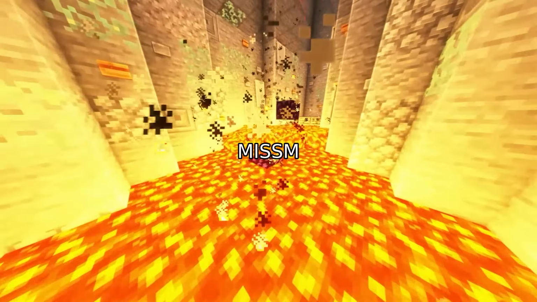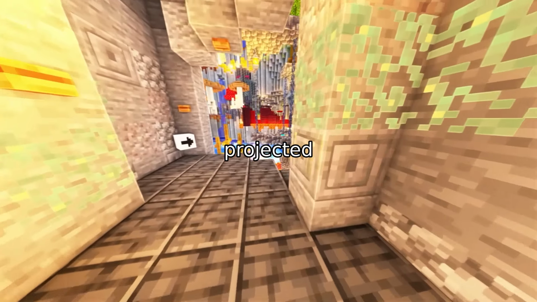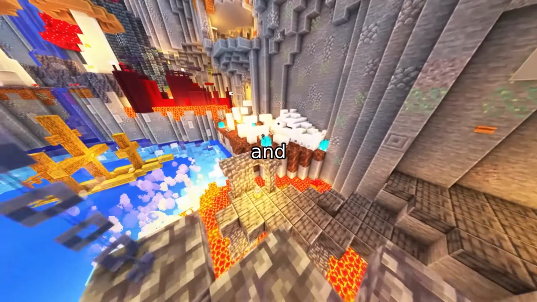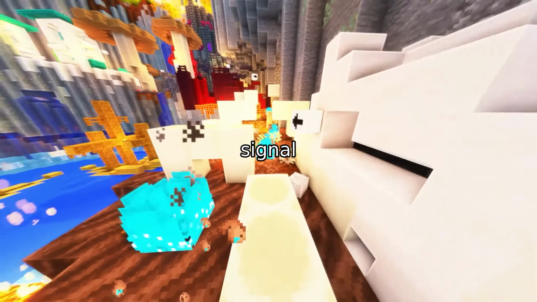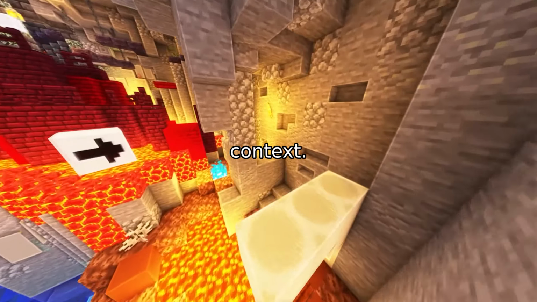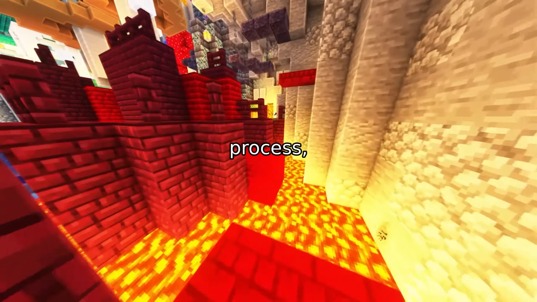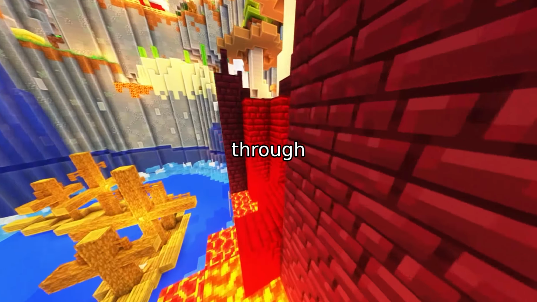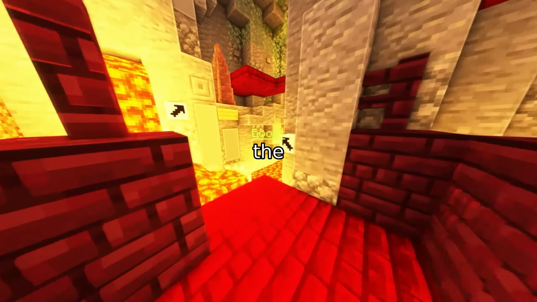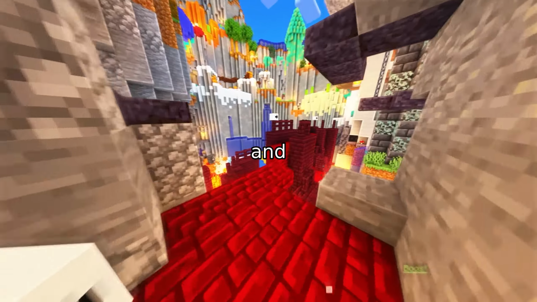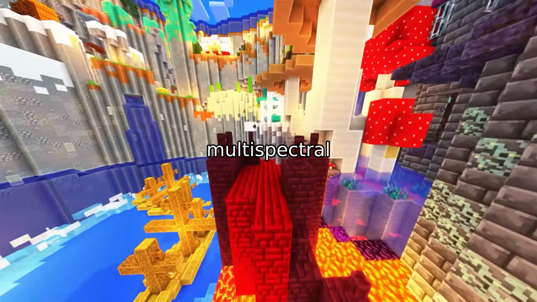The output of this MISSM is then combined with the original projected features via element-wise multiplication and summation, preserving both the original signal and the enriched cross-modal context. After multiple layers of this process, we pass the final fused features through a convolutional decoder, add them back to the upsampled low-resolution MS image, and produce the final high-resolution multispectral output.